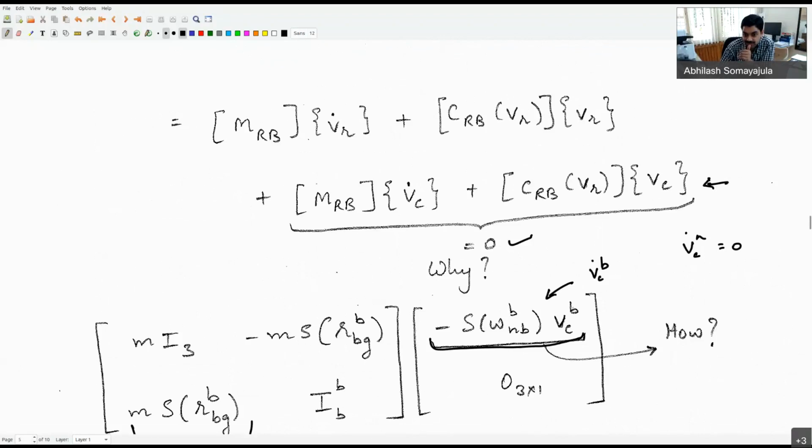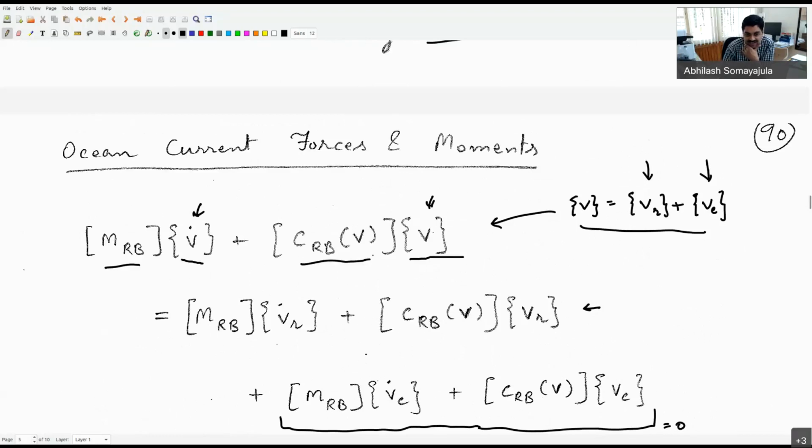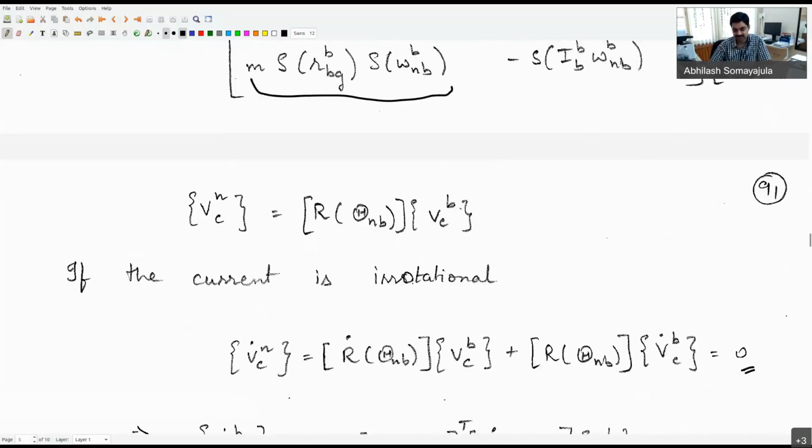Correct? Yes, sir. So that means now I can express everything in terms of the relative velocity vector, and I have shown that it is an equality. Whether I write M_RB times V dot plus C_RB times V, I can also write it similarly as M_RB times V_R dot plus C_RB times V_R. Both are equivalent expressions. That's what we have shown here. So rather than just having a discussion in words, what we had previously, we've formally proven mathematically that this should be the case. Okay, that's just for completion.